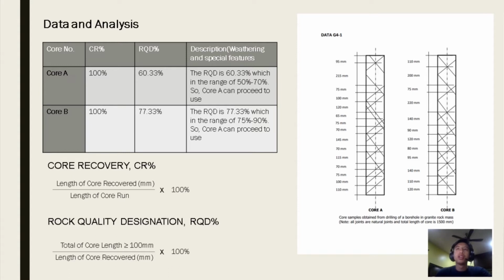After that, we need to find the percentage of RQD by using the formula: total of core length bigger than 100 mm over length of core recovered times 100%. After we use the formula, we get the RQD for core A is 60.33% and core B is 77.33%.